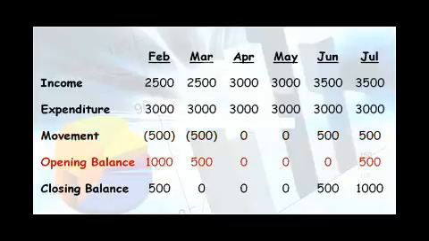The next line is how much money the business is expected to have at the beginning of each forecast period. If this forecast was produced at the end of January, then the business's actual bank balance could be entered in this row for February. For subsequent months, the opening balance would equal the previous month's closing balance.